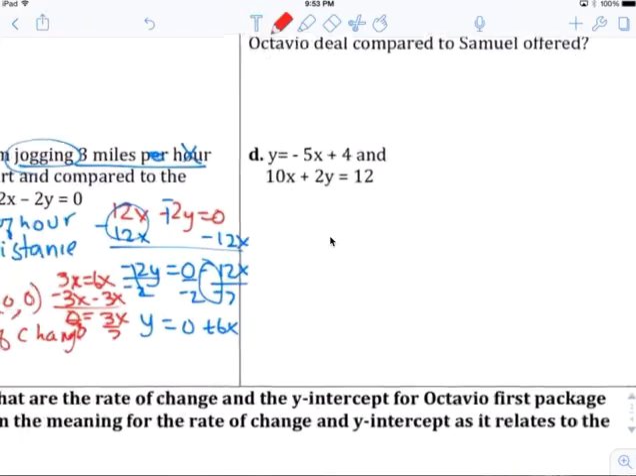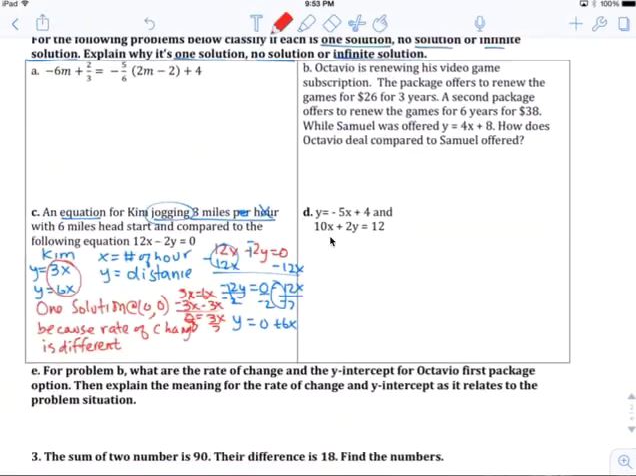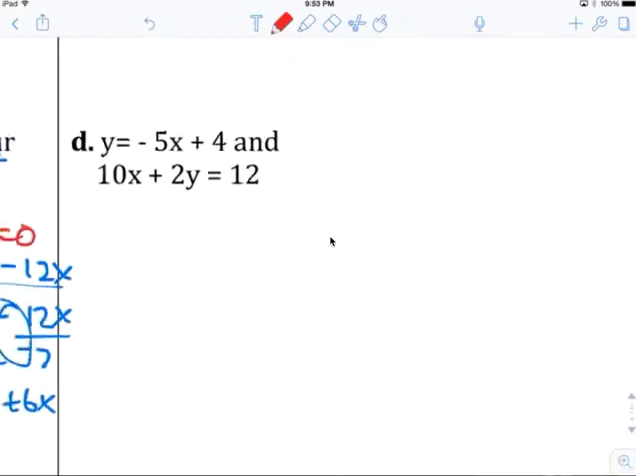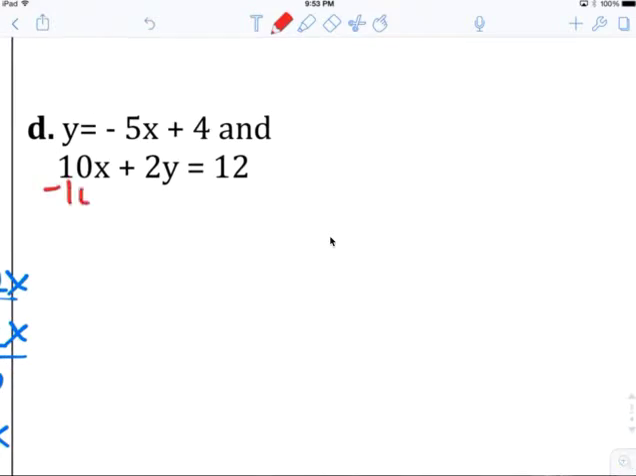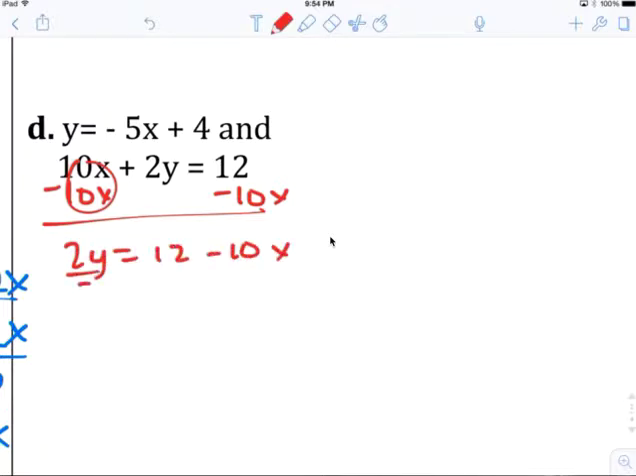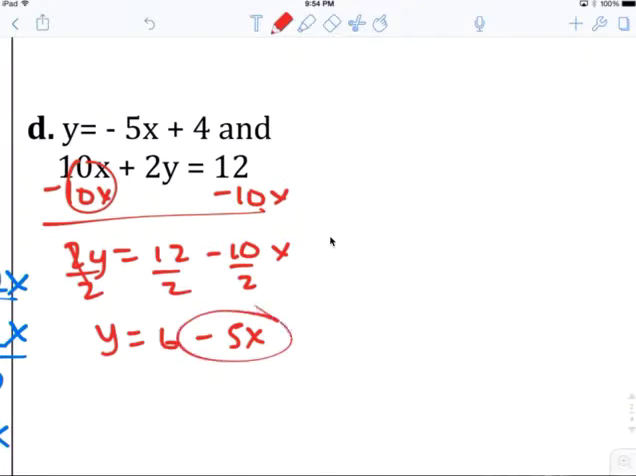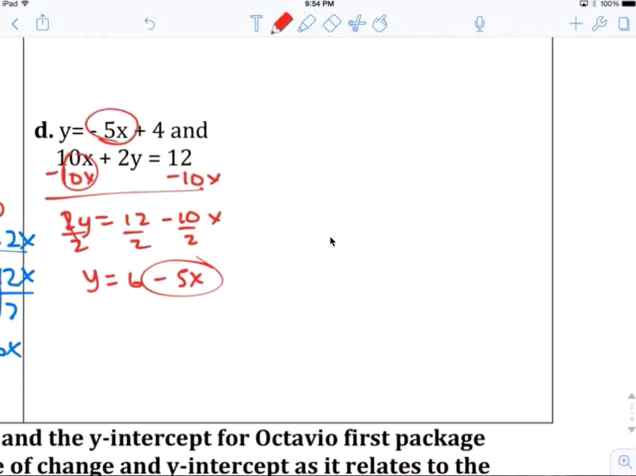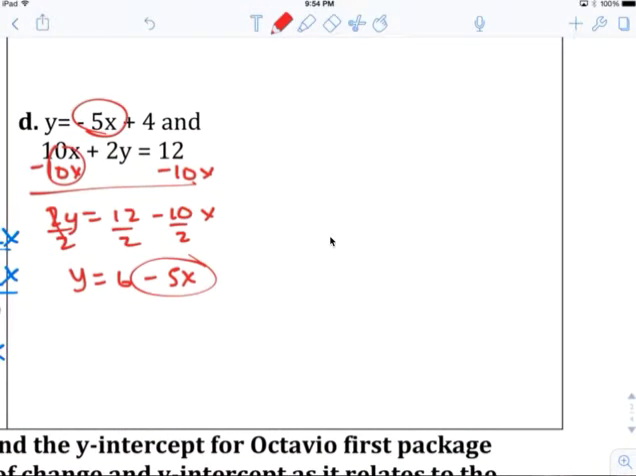Okay, anyways, and same goes here. Minus 10x, minus 10x. 2y equals 12 minus 10x. y equals 6 minus 5x. Rate of change is the same. No solution. The lines are parallel. No solution.